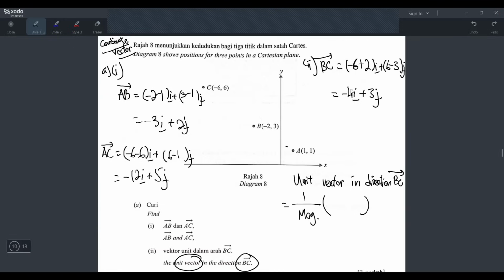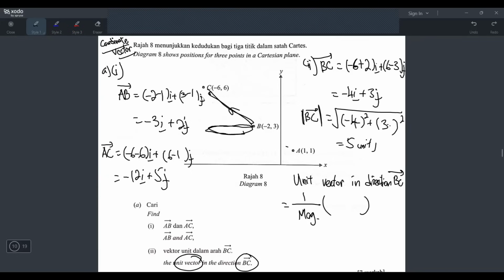But you still haven't found the magnitude. So now you can find the magnitude. So this is how we write the magnitude. Okay, this is the symbol we use. So magnitude of BC, and the formula to find magnitude uses the Pythagoras theorem, square root bracket square plus bracket square. And what you put inside the bracket? The number in front of ij, which is negative 4 and 3. So you end up with 5 here. It means from B to C is actually 5 units. Okay. And I want to mention when you're finding magnitude, what you're doing is basically taking the horizontal berapa kotak, vertical berapa kotak, and then doing Pythagoras theorem to get the magnitude, right?